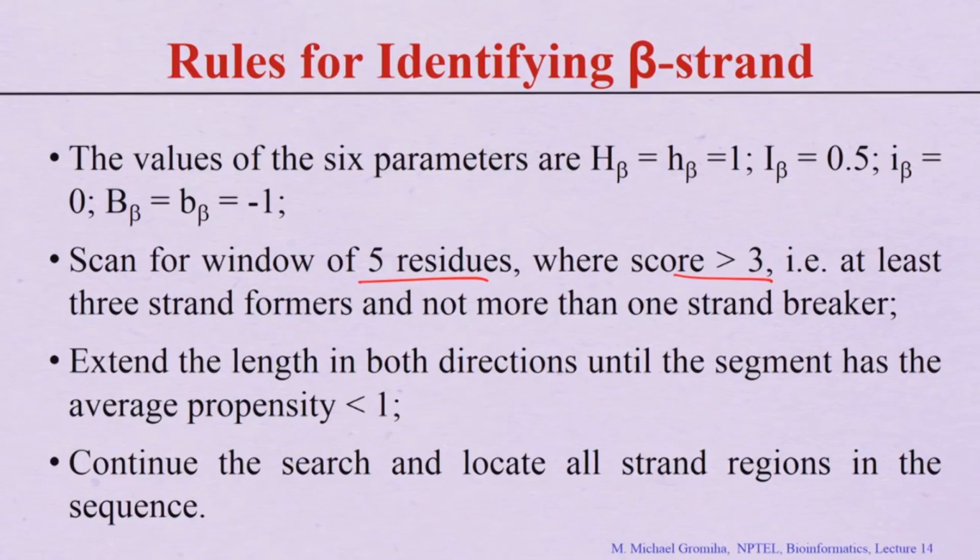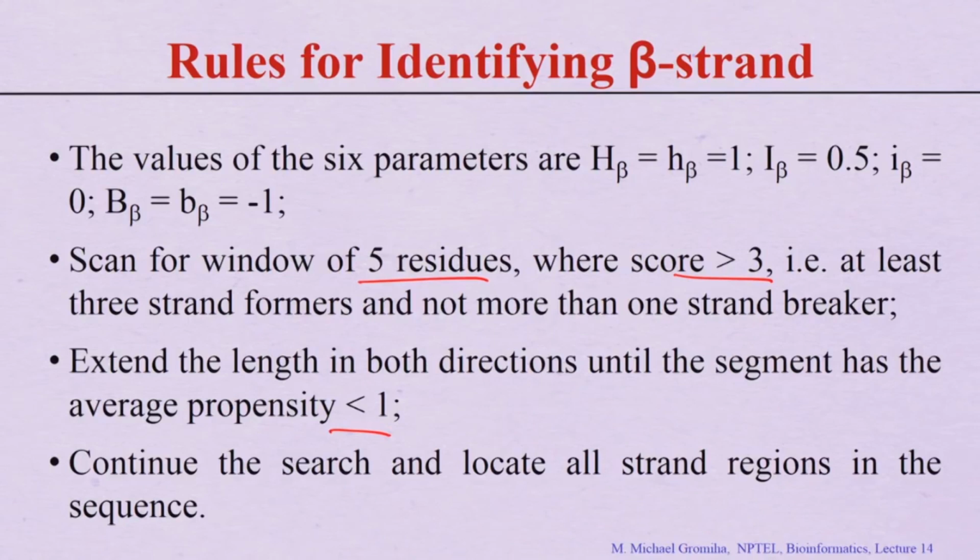So, take 5 residue segments. How do they define these segments? They tried various segments and compared the results with the experiments, and finally whichever matches, they fix with that one. This is how they assign 6 and 5 for the helices and strands. Then you can extend the length in both directions unless the average property is less than 1. You can continue the regions and find the strand.